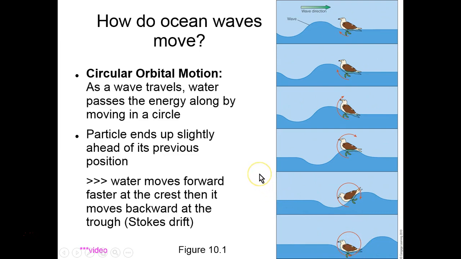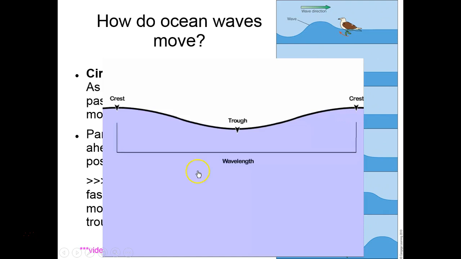Now the particle will end up slightly ahead of its original position, because water moves forward faster than it moves backward. The top part of a wave, which I'm going to get to in a second, is called the crest. And the bottom part of the wave, the deeper part, is called the trough. Water moves forward at the crest faster than it moves backward at the trough. And that's why the seagull, if you look at its original position, is slightly ahead of where it was when it started. Okay, so here we can watch that happen.